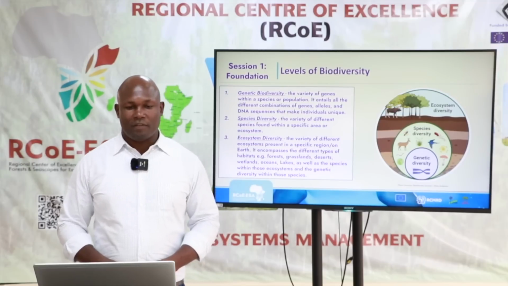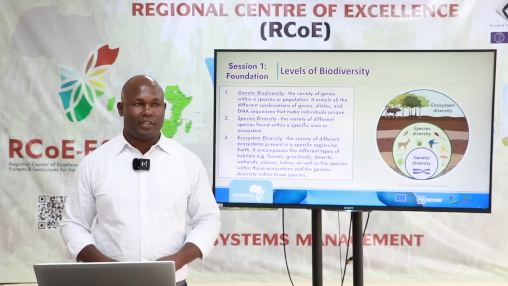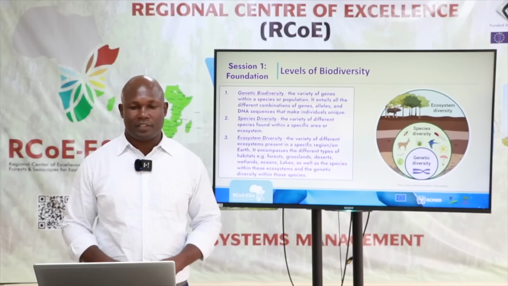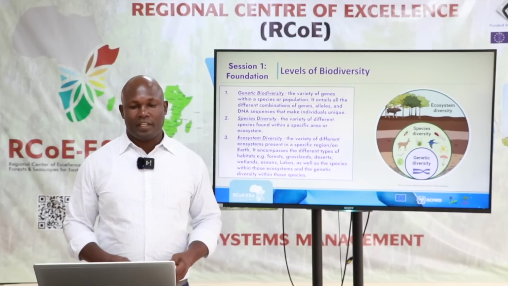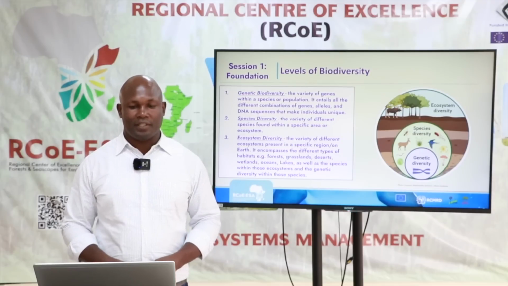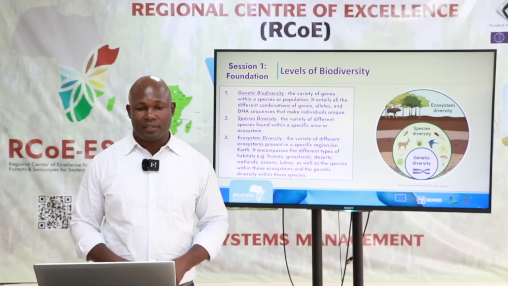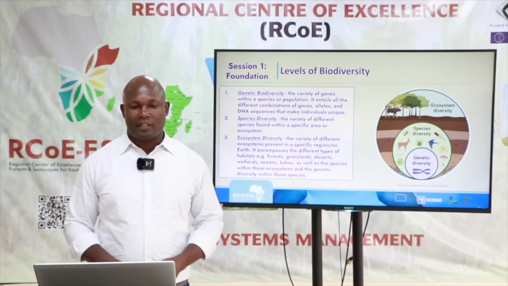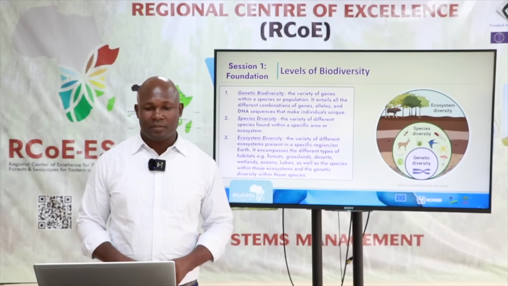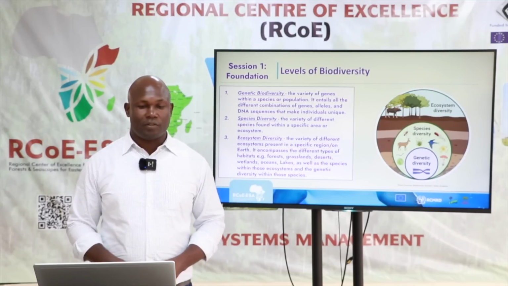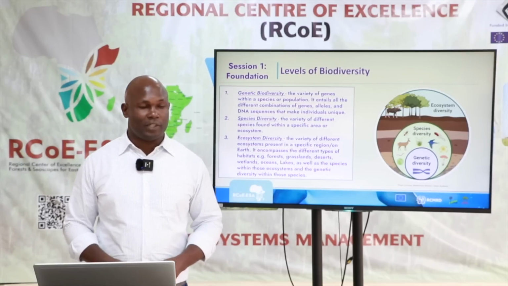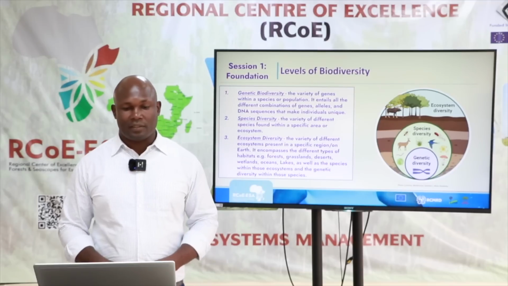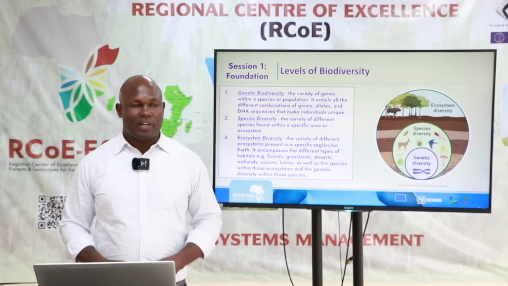Now, the levels of biodiversity. Number one, there is genetic biodiversity, where we are talking about genes, alleles and the DNA within the different individuals in a species. We have species diversity, talking about different fish species existing within an ecosystem or within an area. There's also ecosystem diversity, talking about different habitats, for example, forests, grasslands, deserts, oceans, among other existing ecosystems in the world.